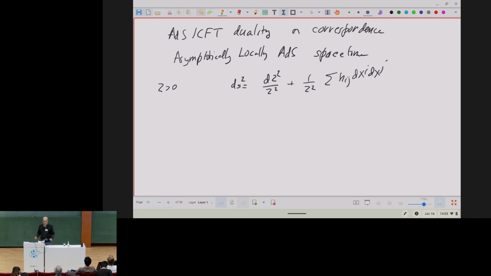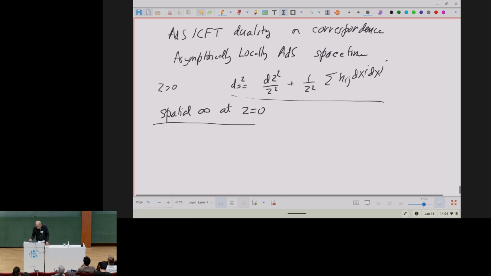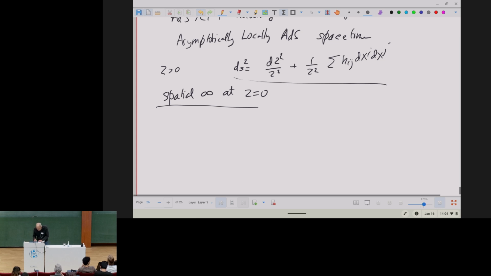So anti-de Sitter space goes off to infinity in spatial directions. And I'm going to be writing down what it looks like near spatial infinity. So in this coordinate, spatial infinity is at z equals 0. And then near spatial infinity, the metric is supposed to look like so. So for example, the AdS, beta, or black hole metrics that we looked at before have this general form.